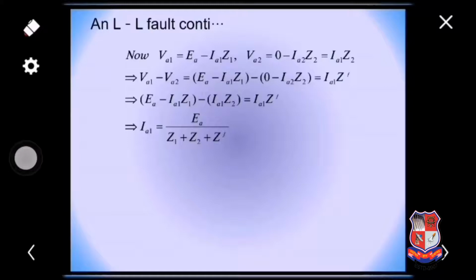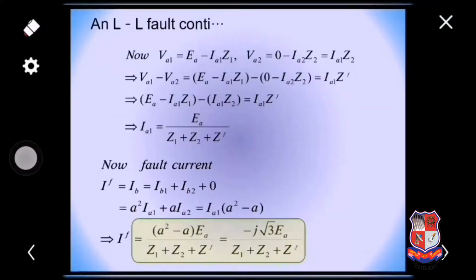Here there is no question of having zero sequence currents or voltage. Why? Because this is an LL fault. We have already seen this in the derivations in the previous slides. So simplifying these equations, using equation number 3, that VA1 minus VA2 is equal to the potential drop IA1 into ZF, now put the values of VA1 and VA2. We will have the equation IA1 is equal to EA upon Z1 plus Z2 plus ZF.